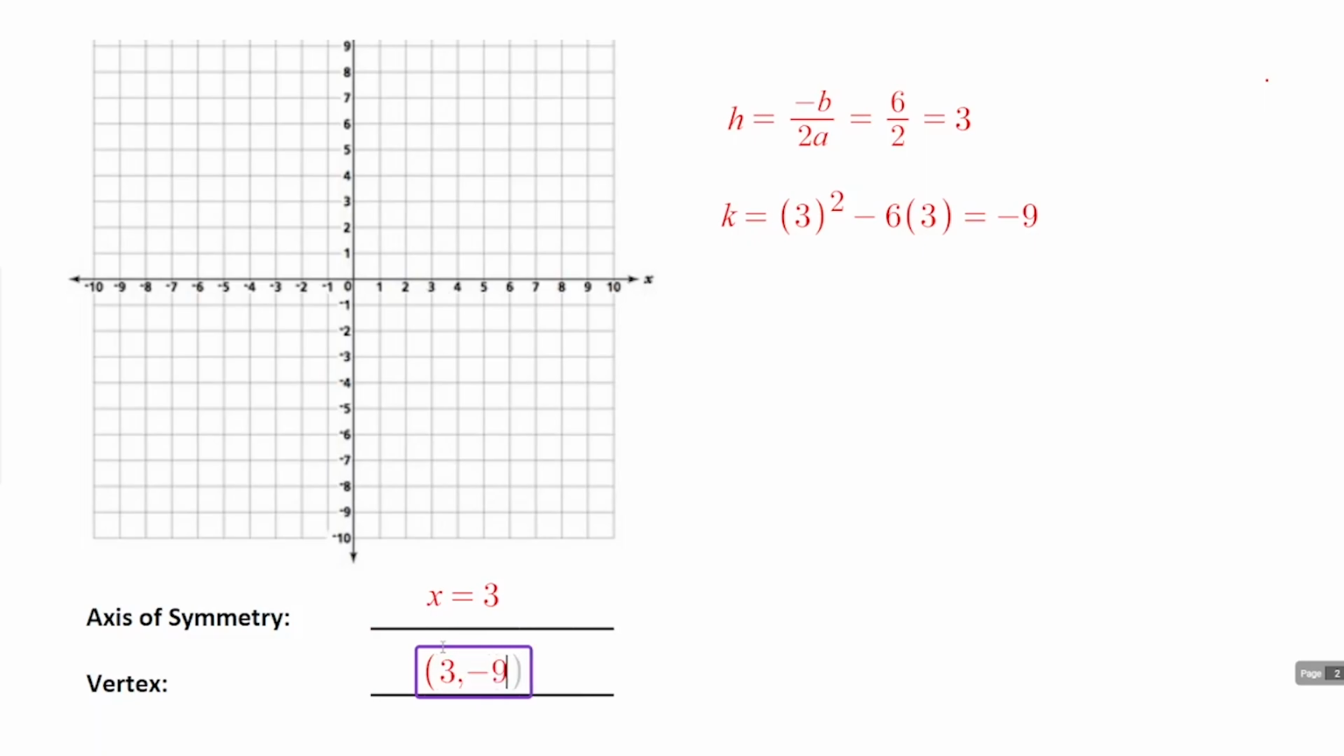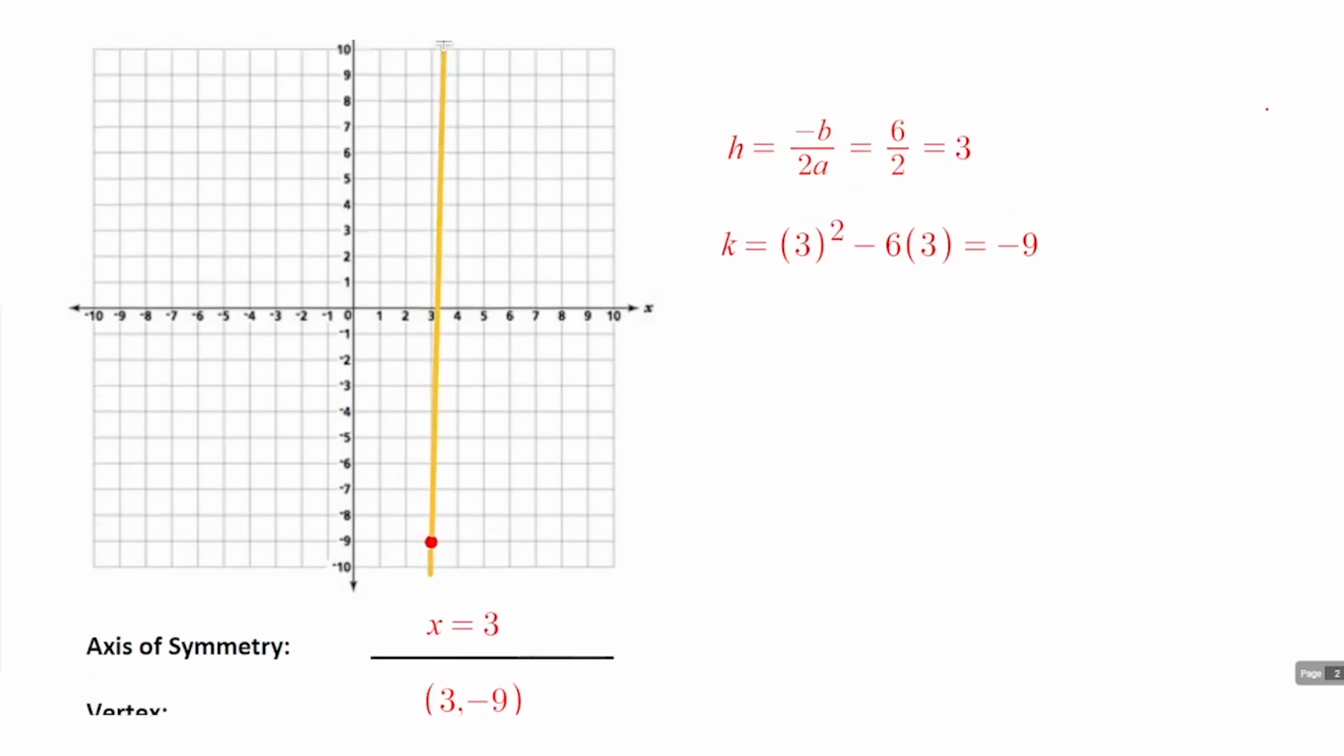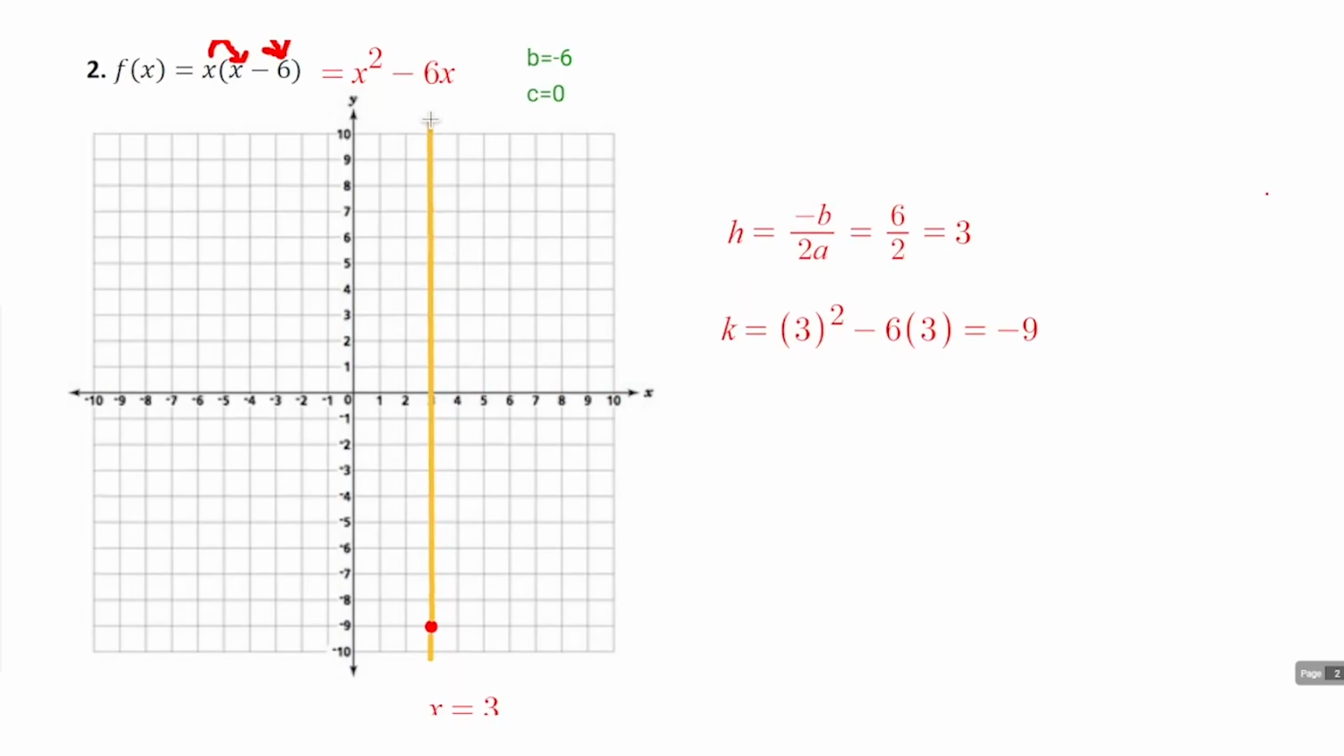So let's go ahead and plot all this stuff before we move on. 3, negative 9 is right here. Then we've got that axis of symmetry, which is going straight through the vertex. Not really necessary because the axis of symmetry doesn't really show you what points are solutions to the equation, but it can help to make sure that your graph is nice and symmetrical.